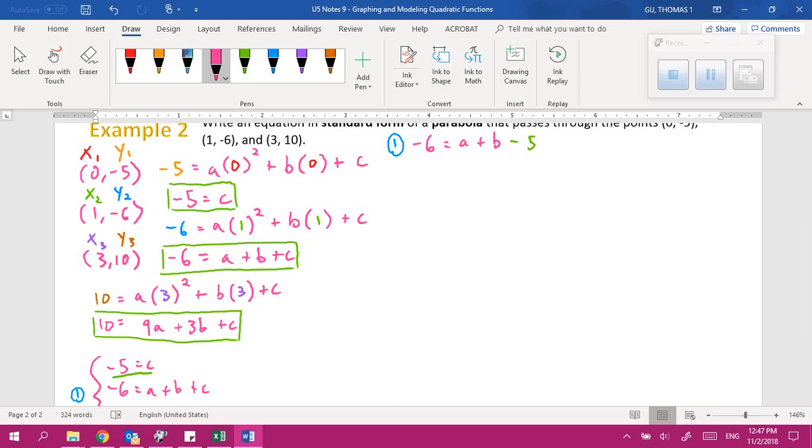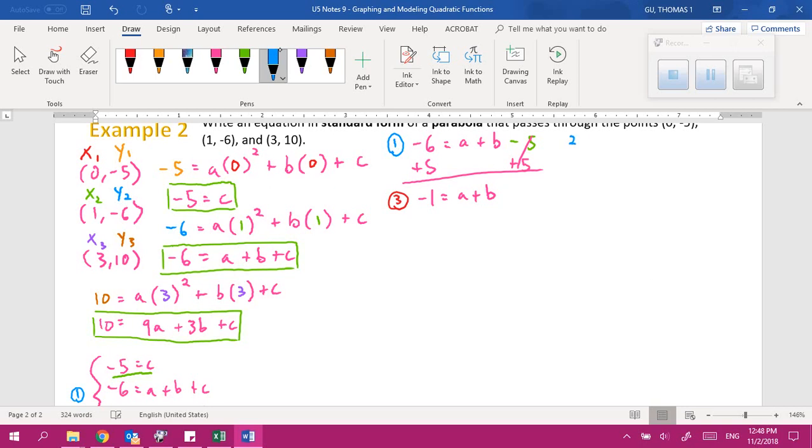I want to keep my variables on one side and the numbers on the other side, so what should I do from here? Subtract 5. Or add 5. That's right, add 5. And so what is my new equation? Negative 1 equals a plus b. That's right. That's going to be equation number 3. Good. And then we have to do the same thing with equation number 2.